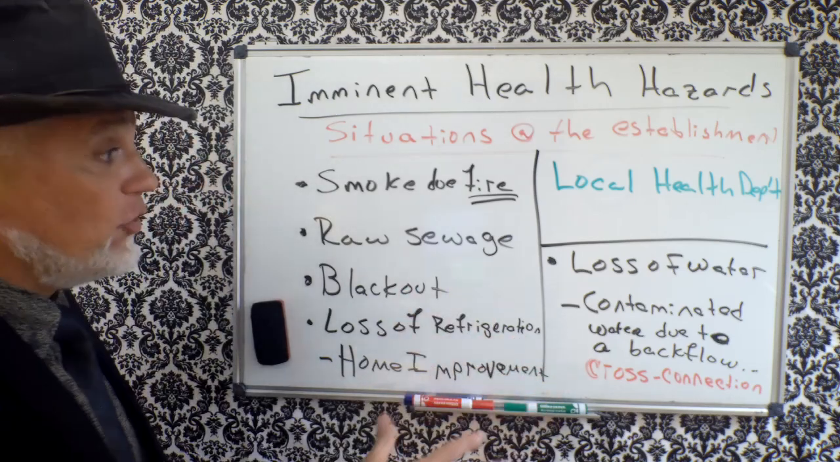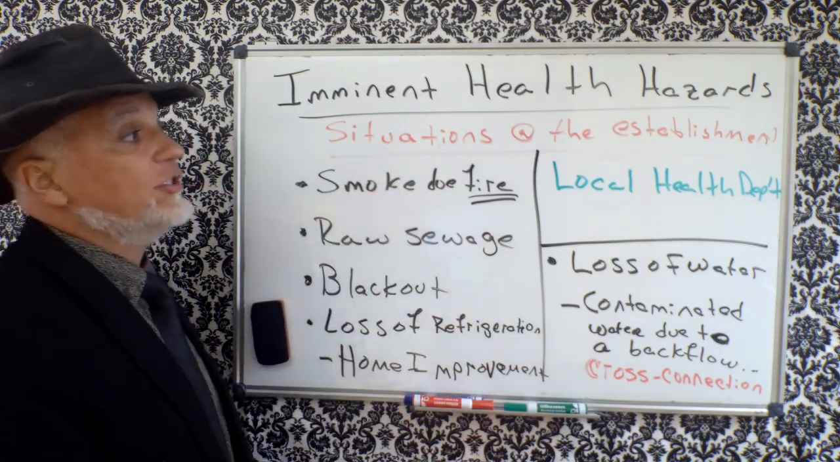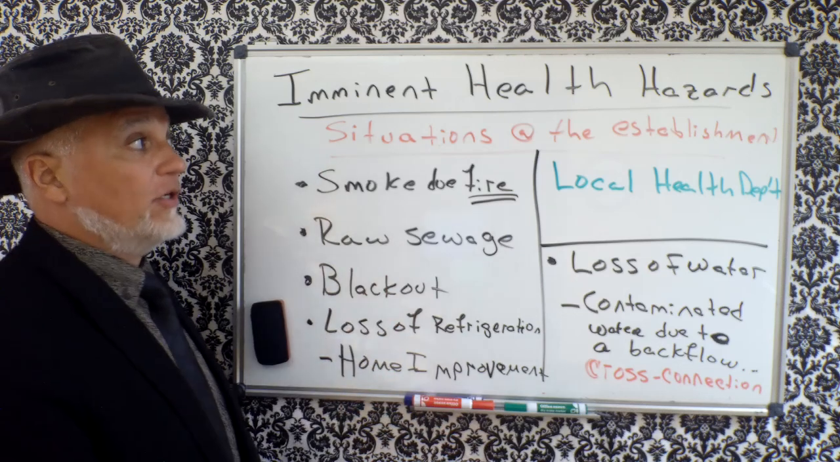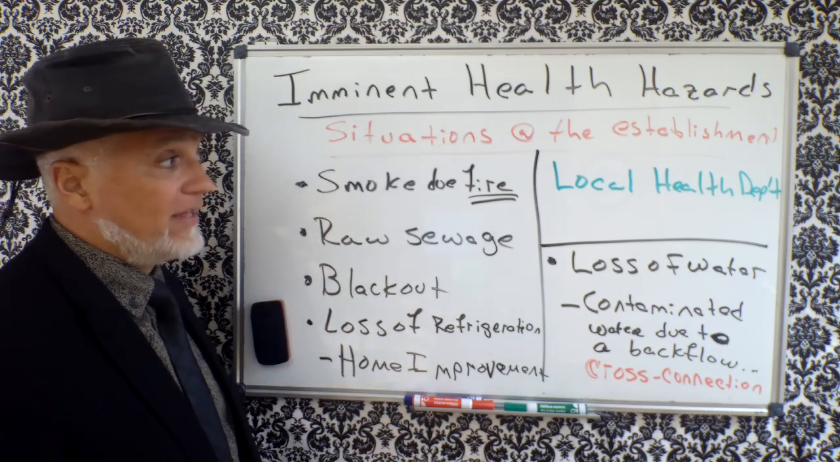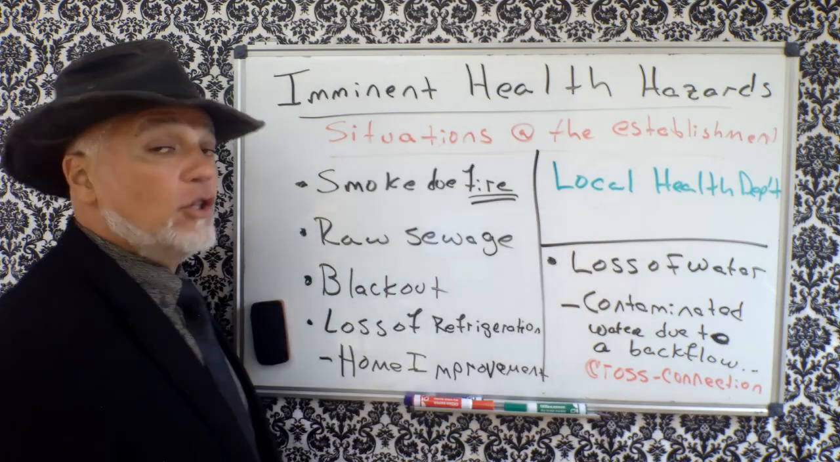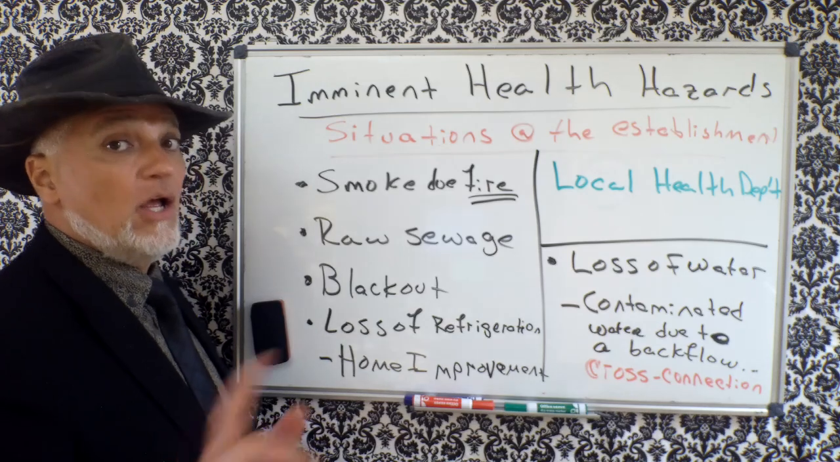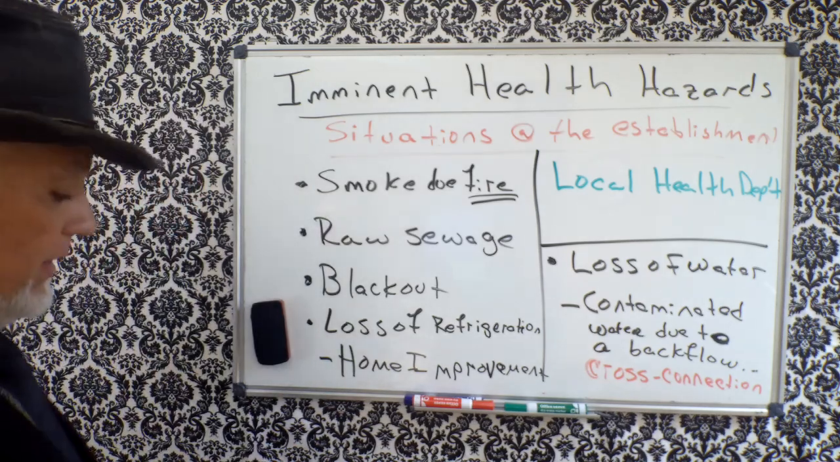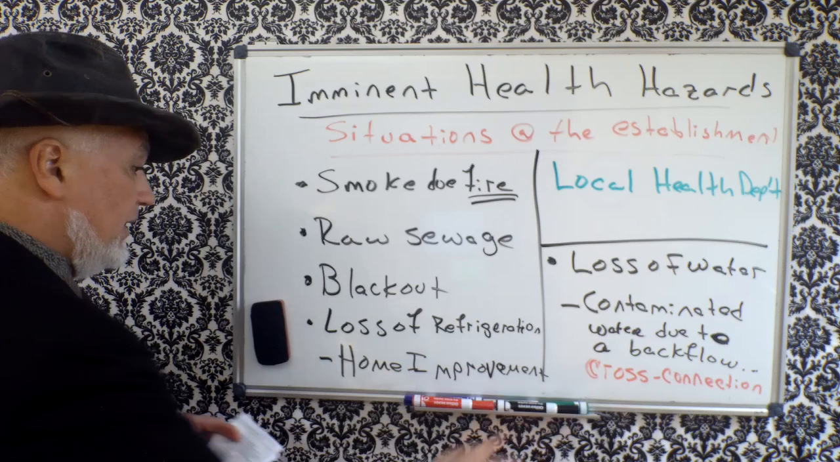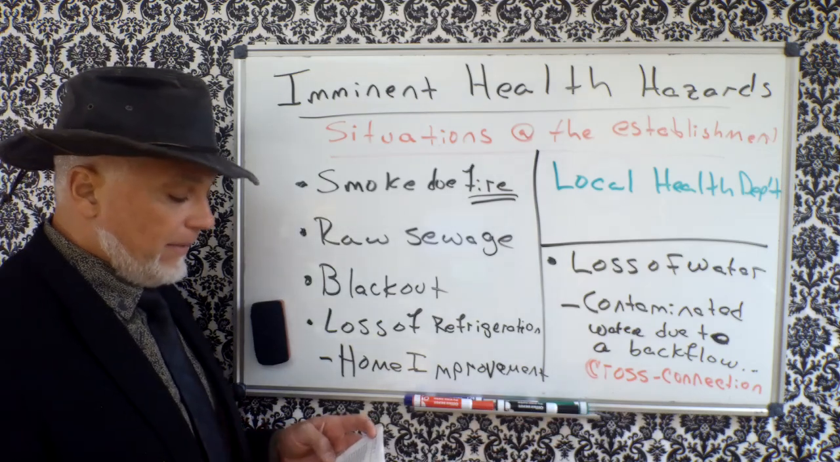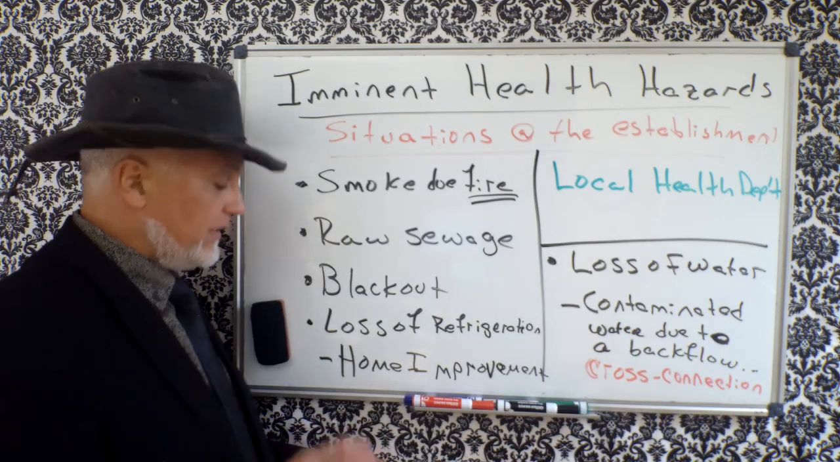So these are a few of the examples where situations at the establishment are called imminent health hazards. With some of these, only the local health department can reopen you, all right? So please bear that in mind. Imminent means somebody is likely to become ill or contaminated.